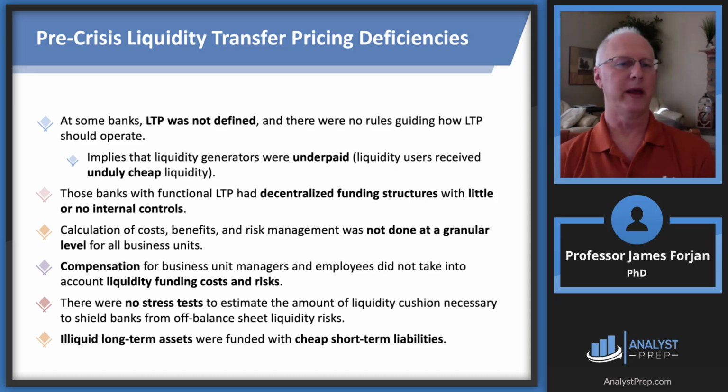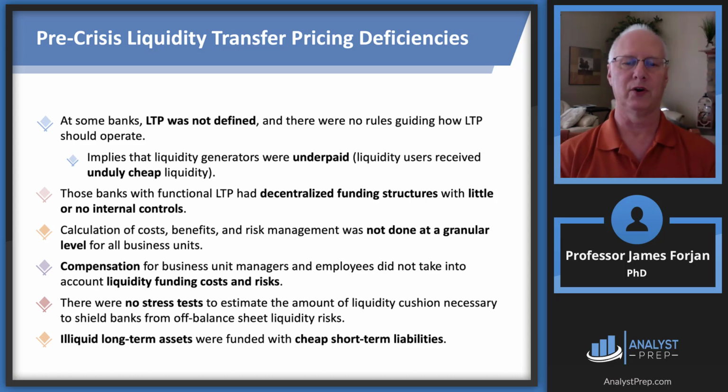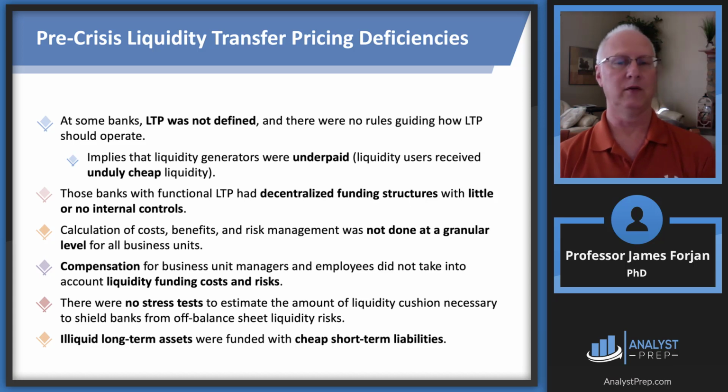Continuing on in this discussion, at many banks, liquidity transfer pricing was not defined. There were no protocols, no rules, no guidelines. If you're just describing this transfer pricing between and among the business units, and each of those business units is managing liquidity in a profitable manner, then there's probably no need for a centralized operation. Of course, we found out pretty quickly that there probably was a need for it. Decentralized funding structures, little or no internal controls, not done on a granular level, and then, of course, the compensation structure for both the individuals inside those business units and their managers probably did not consider liquidity funding costs and clearly ignored the risks.